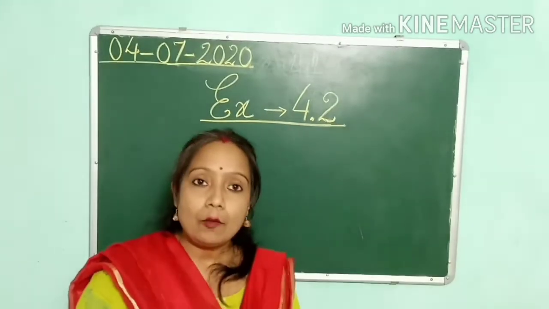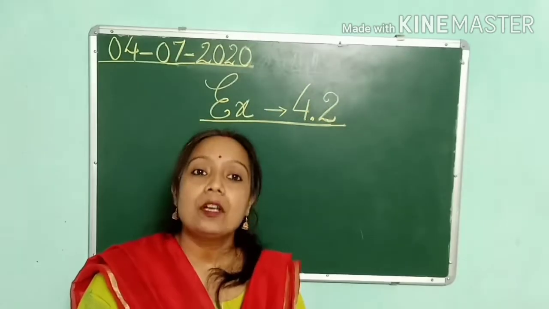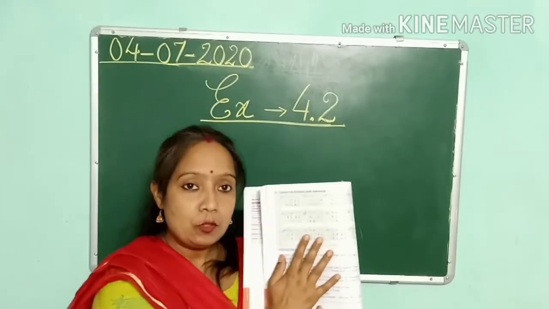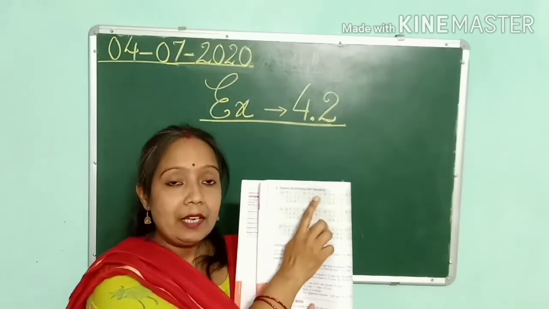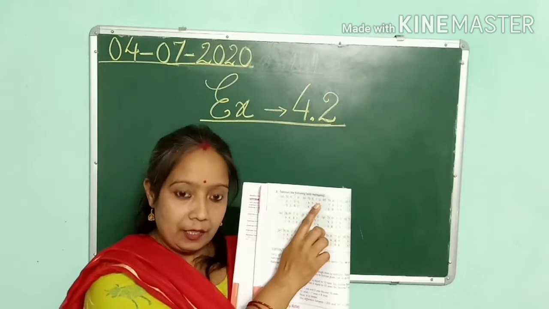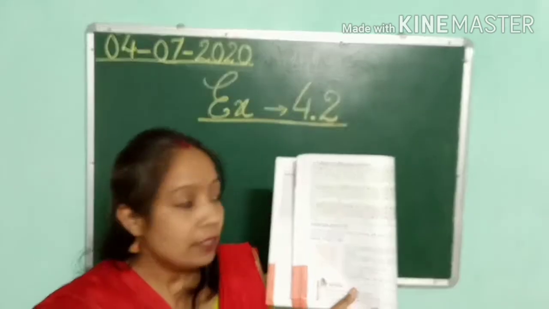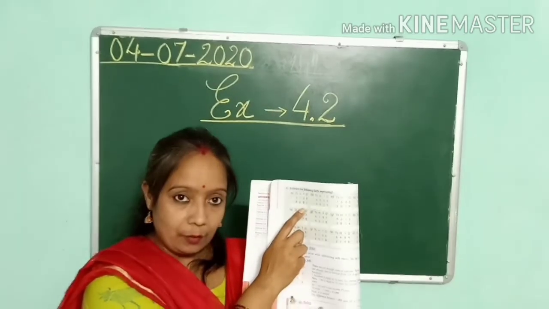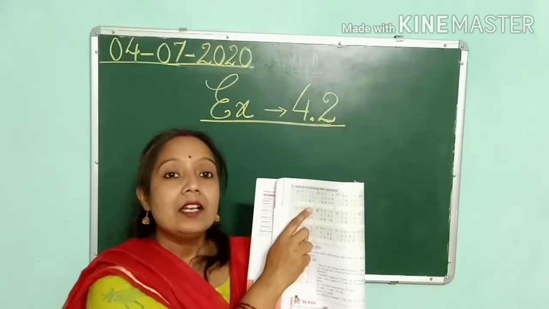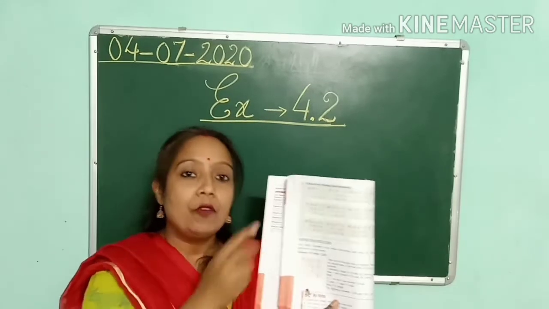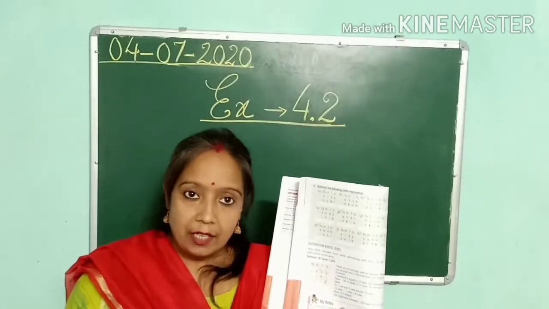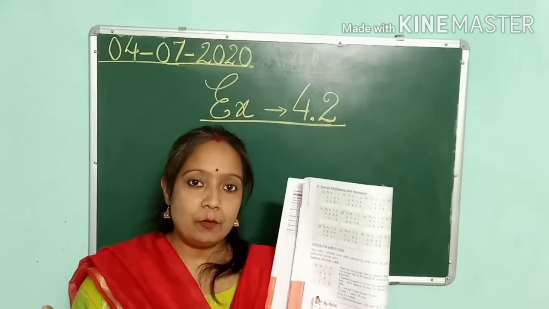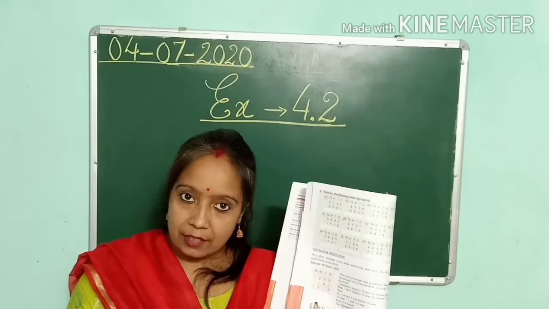Okay. Now children, today we will start question number 2 of exercise 4.2. Our question number 2, children, is subtract the following with regrouping. Here again we will see the top number is not bigger than the bottom number, then we will borrow. So ones digit will borrow from the tens digit, tens digit will borrow from the hundreds digit, and hundreds digit will borrow from the thousands digit. Let's start, children.